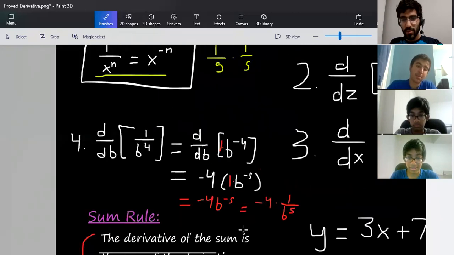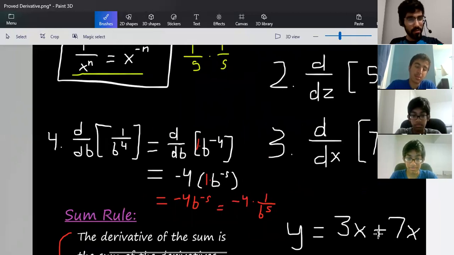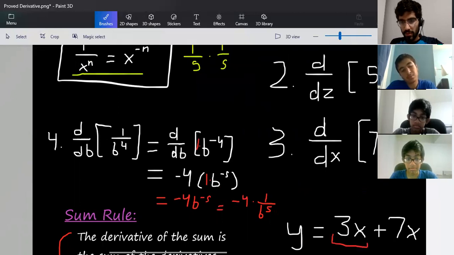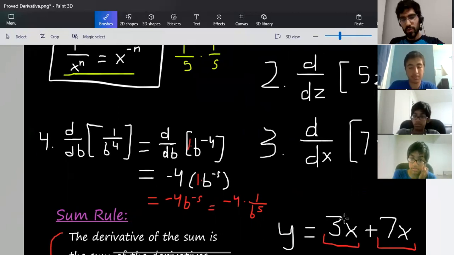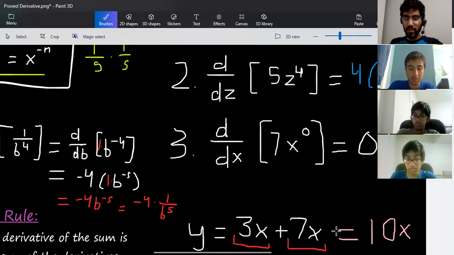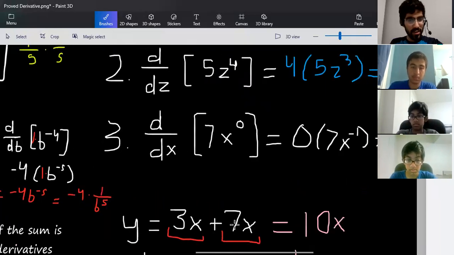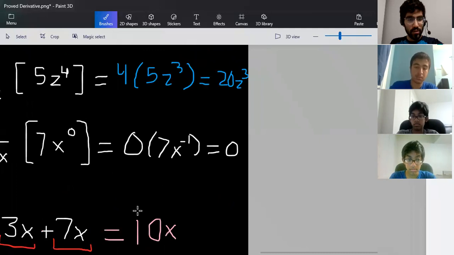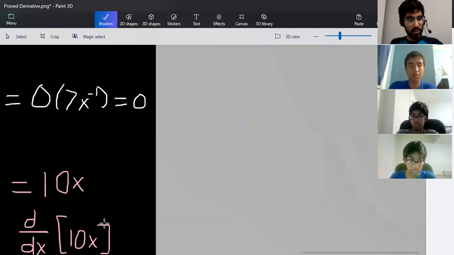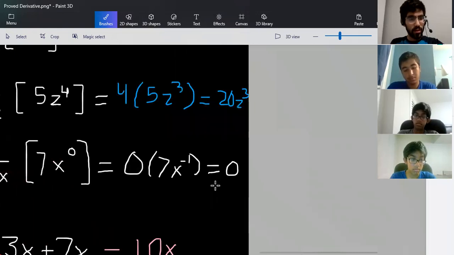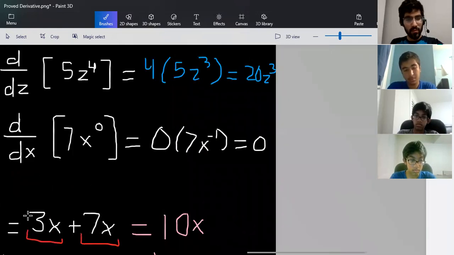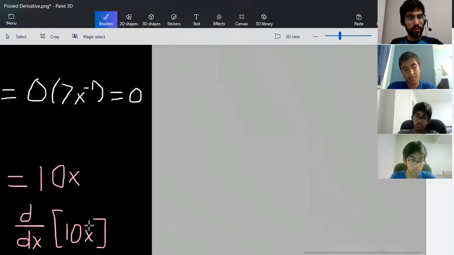So let's say I have this equation, y is equal to 3x plus 7x, all right? It is the sum of two terms. Now, obviously, you know that you can simplify this to y is equal to 10x: 3x plus 7x is 10x. So let's try taking d by dx of 10x. So we're taking, again, the derivative of this equation, y. We're saying d by dx of 10x.